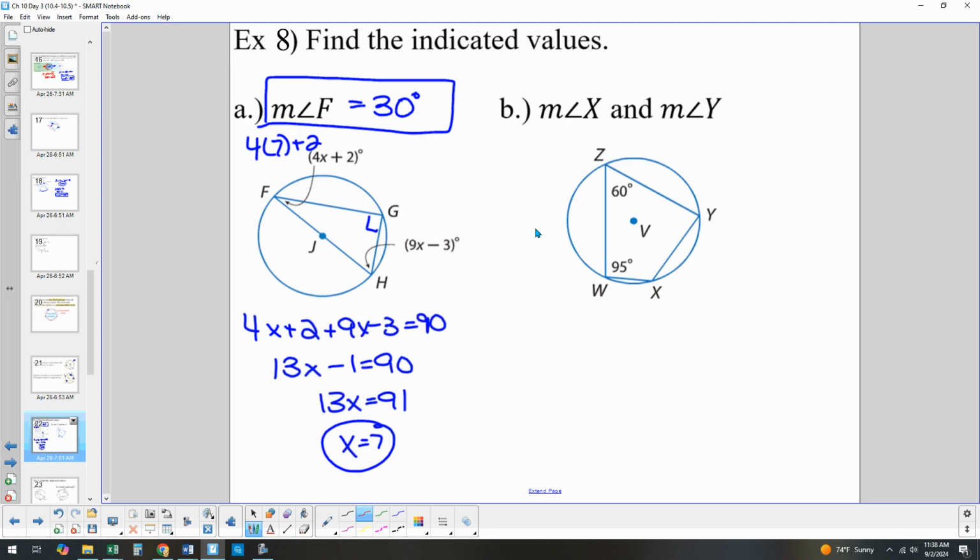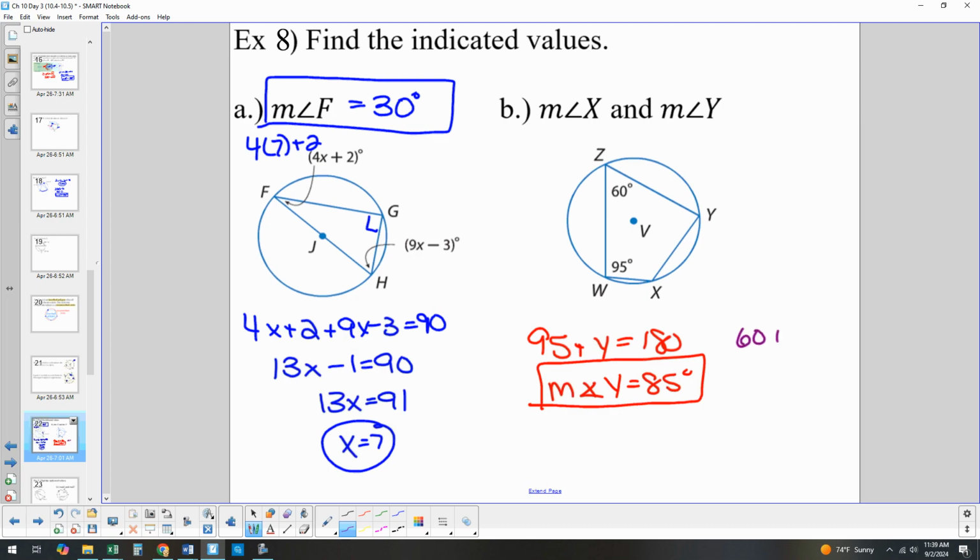In B, we know it's a quadrilateral inscribed, so the opposite angles add to 180. So 95 plus y equals 180. So the measure of angle y is 85 degrees. And we know 60 plus x is equal to 180. So the measure of angle x is 120 degrees.